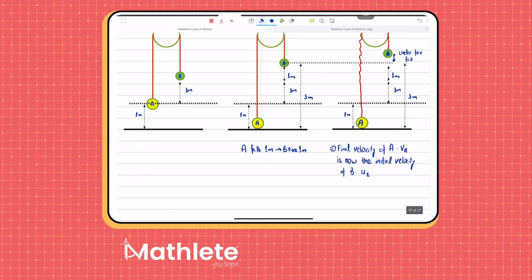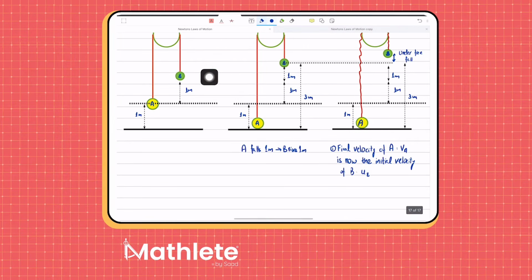I'll repeat what I said. For A, the journey ends as soon as it hits the ground. For B, the part of the journey that we're interested in is the part where it's under free fall. Here you can see this is the point where B's free fall starts.